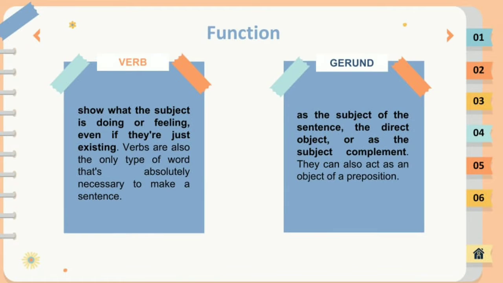Here we have two functions, the function of verb and the function of gerund. What is the function of verb? The function of verb is to show what the subject is doing or feeling, even if they're just existing. Verbs are also the only type of word that's absolutely necessary to make a sentence. Besides that, the function of gerund is to act as the subject of the sentence, the direct object, or the subject complement. They can also act as an object of a preposition.